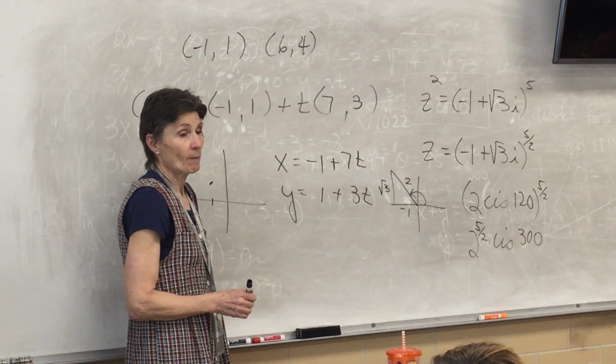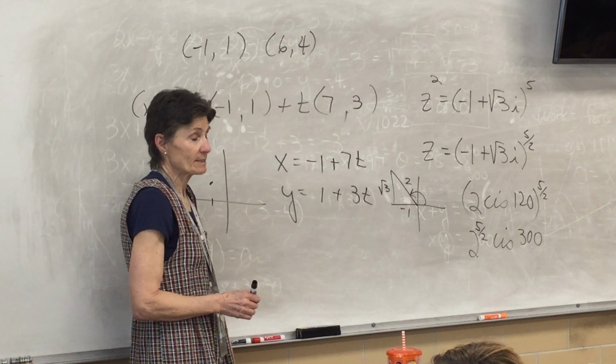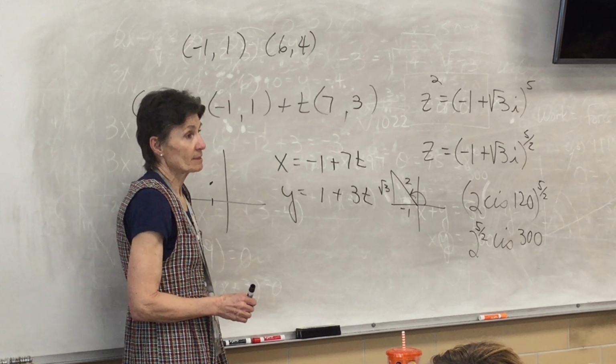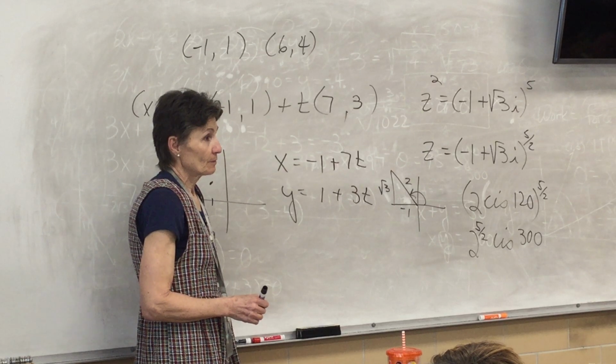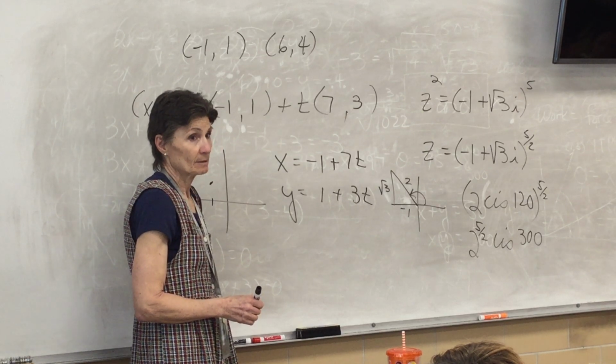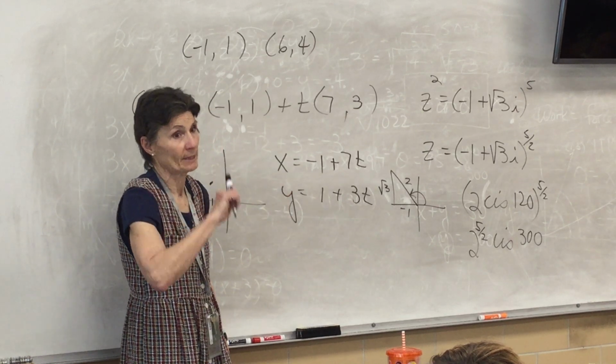How many answers does this problem have? 2. Why does it have 2 answers? Because it's a square root. The 5 doesn't have anything to do with it. The root is what gives you multiple answers.